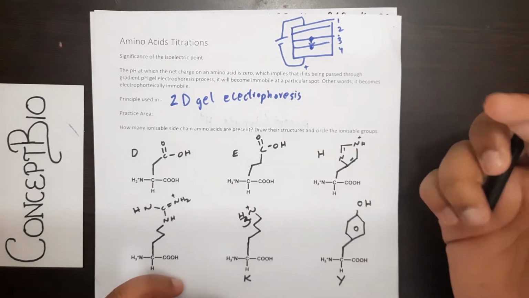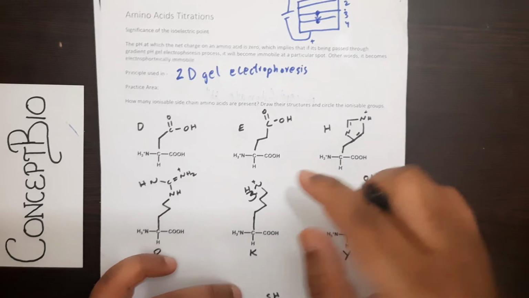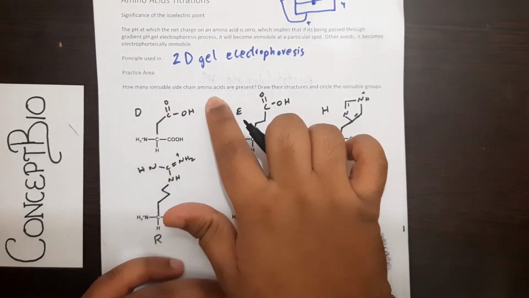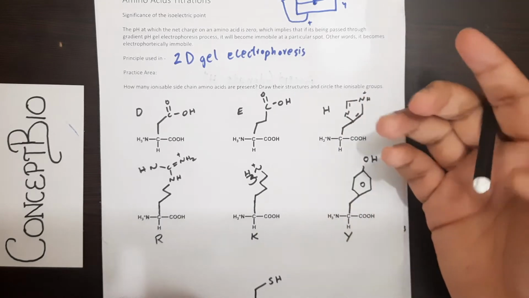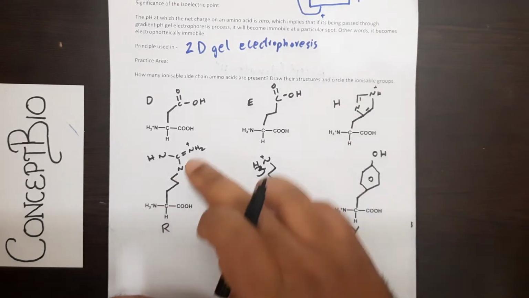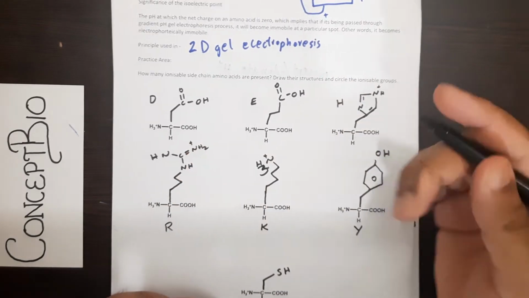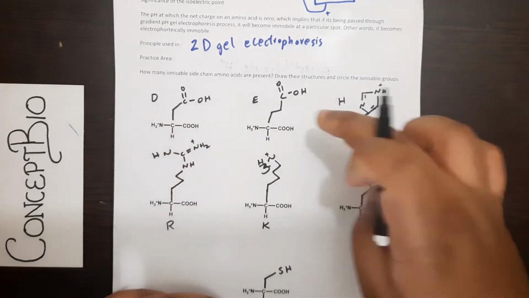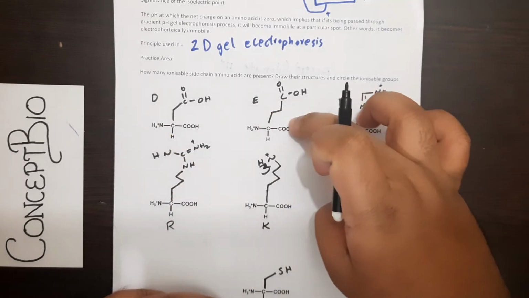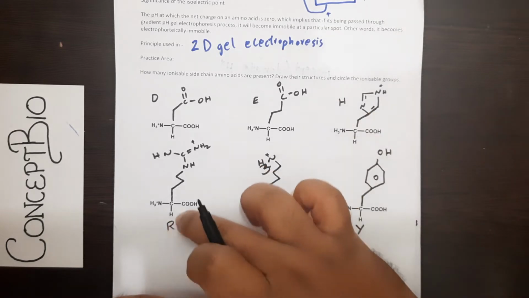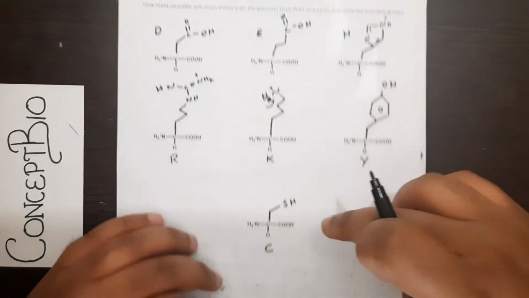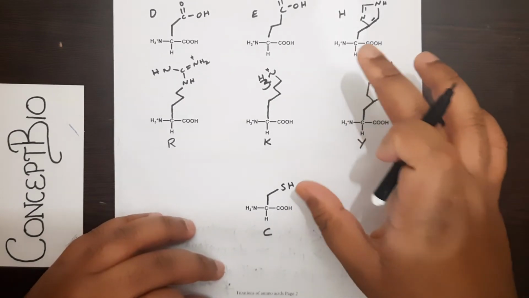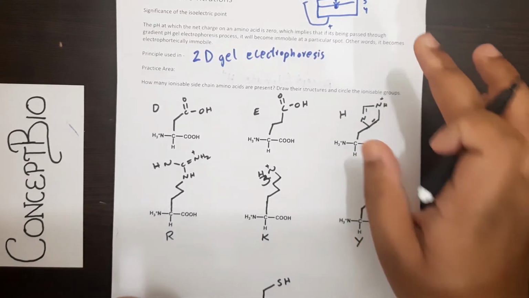In this worksheet that's available free of cost to download, you will be given a question on how many ionizable side chains are present, and you draw their structure and circle their ionizable groups. So in total, there are 7 ionizable groups. Which are they? They are aspartic acid, glutamic acid, the 2 acidic amino acids, histidine, arginine and lysine, the basic amino acids, and tyrosine and cysteine. So in total, these are all the triprotic amino acids.